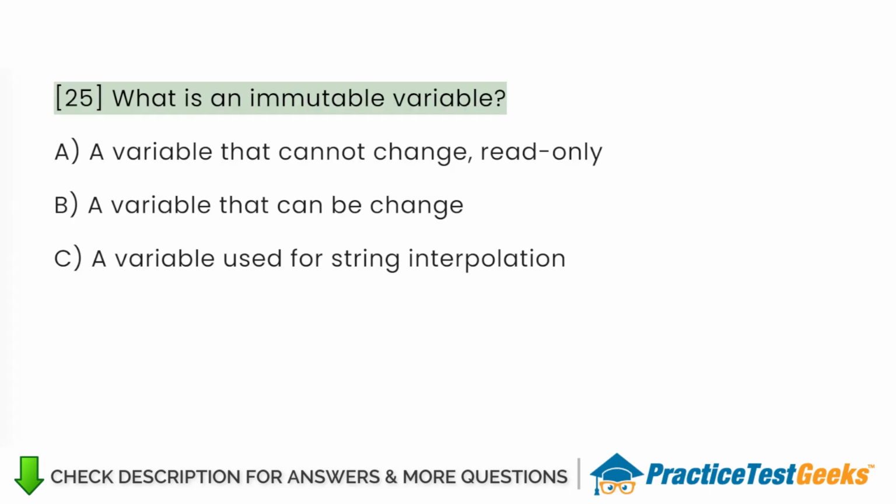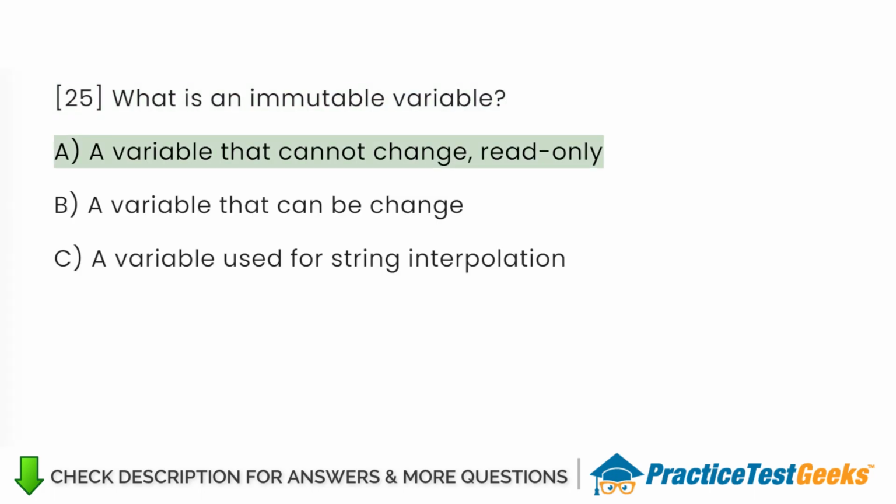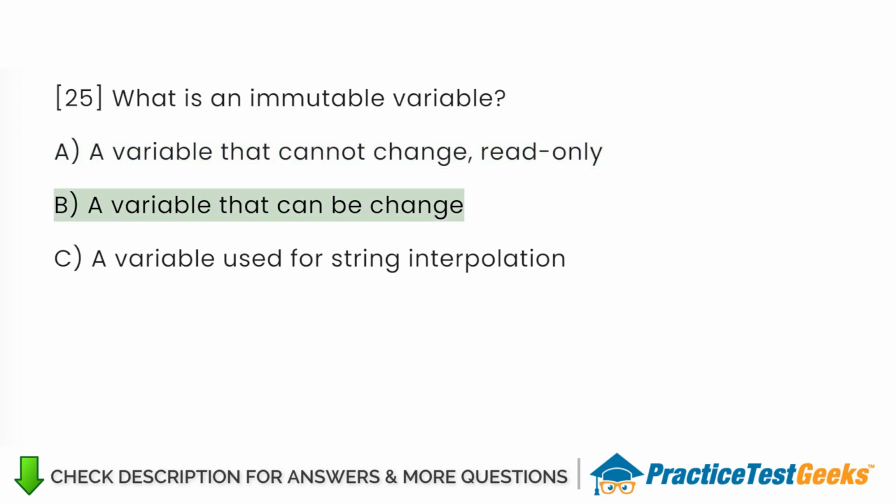What is an immutable variable? A. A variable that cannot change, read-only. B. A variable that can be changed. C. A variable used for string interpolation.